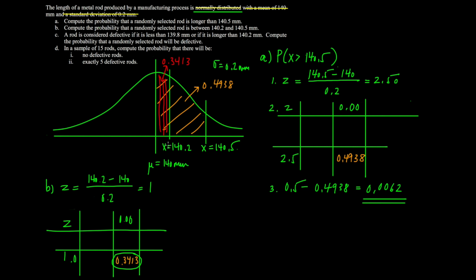So that's going to be this right here, 0.3413. And because we want to know simply this portion right here, what are we going to do? So we want to know the probability of our x lying between 140.2 and 140.5. We're simply going to do the larger piece, 0.4938, and we're going to subtract the smaller piece, 0.3413, and this is going to equal a probability of 0.1525.